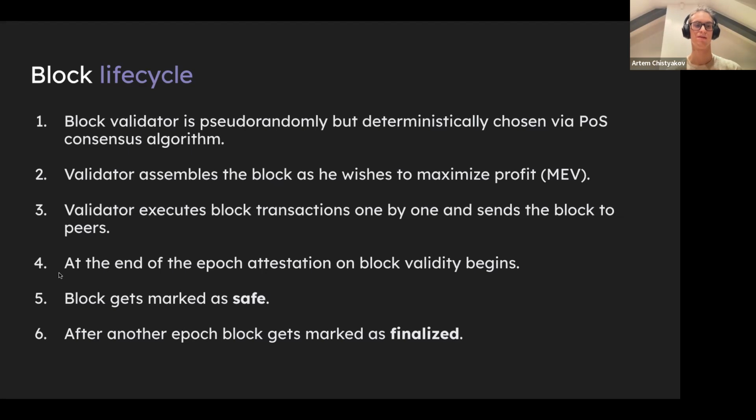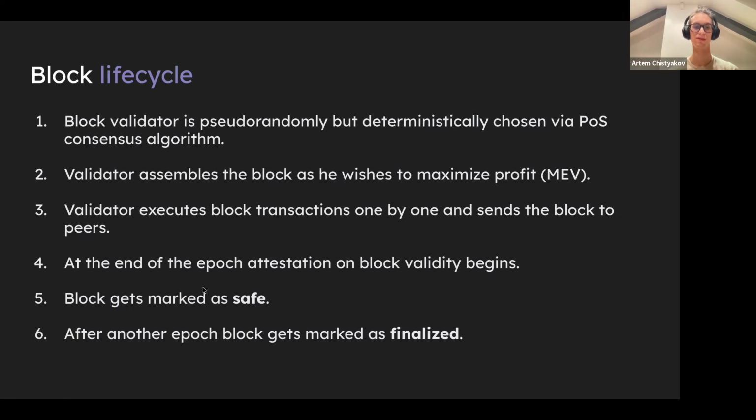Point number 4, at the end of each epoch, attestation on block validity begins. This point is connected with the proof of stake consensus. What is an epoch? An epoch is a set of 32 blocks, after which there is a special period called the attestation period, when every validator, every 400,000 of them, or even more, provides attestation whether they believe the block is valid and everything is fine with this block or not.